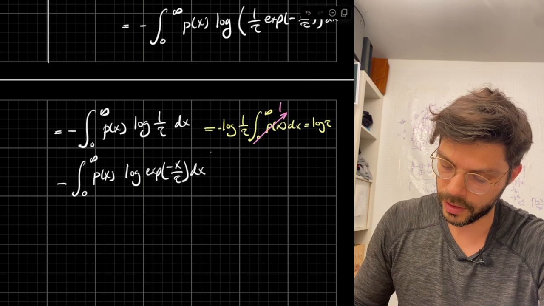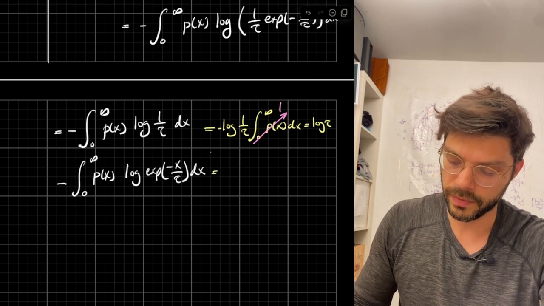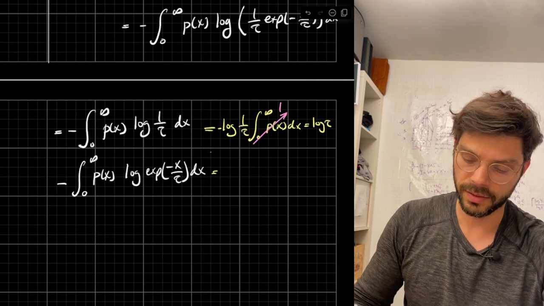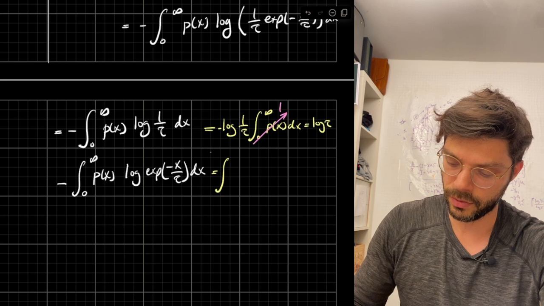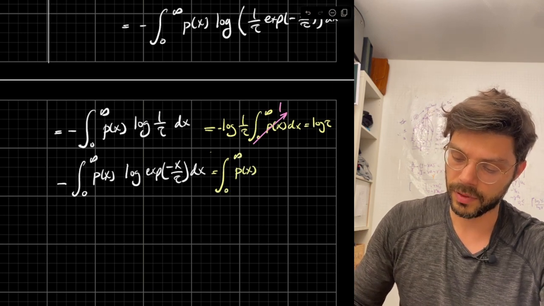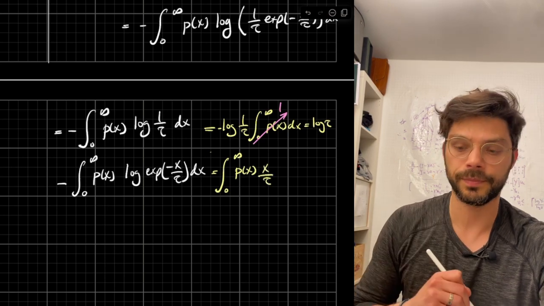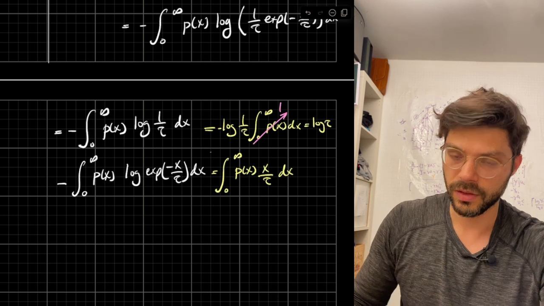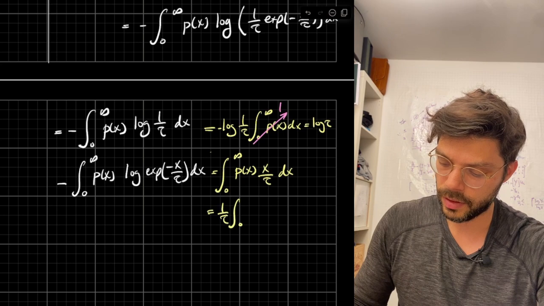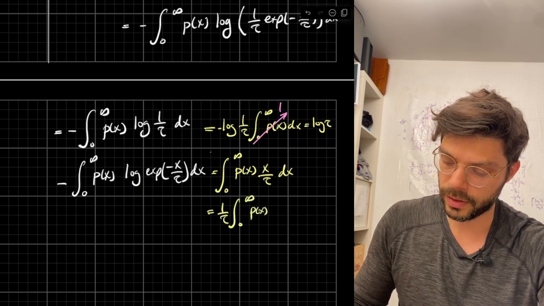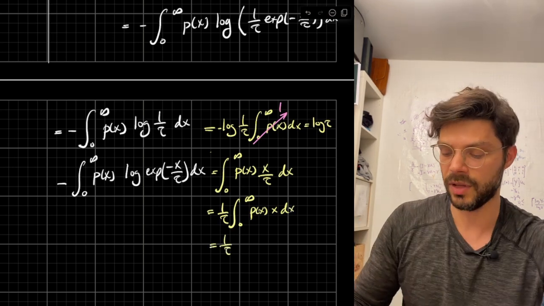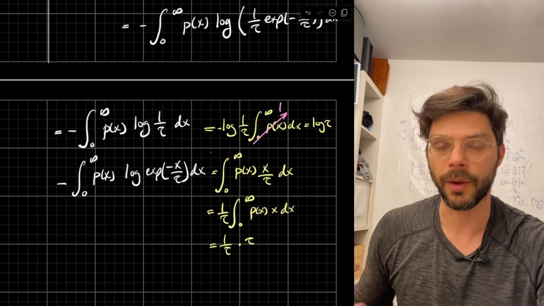So this second part is going to be, the log of e to the minus x over tau just becomes minus x over tau. And this minus and the other minus cancel out. So we're going to get the integral from 0 to infinity of p of x times x over tau dx. So we can take the 1 over tau on the outside. So this is going to be 1 over tau, the integral from 0 to infinity of x p of x dx. Now this is just 1 over tau times the mean of the exponential distribution, which is actually tau.